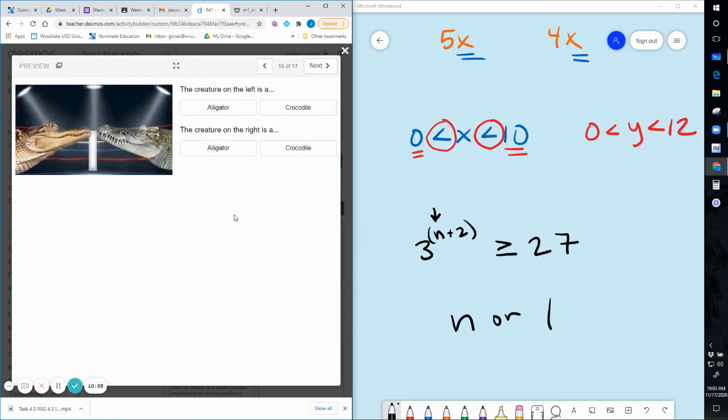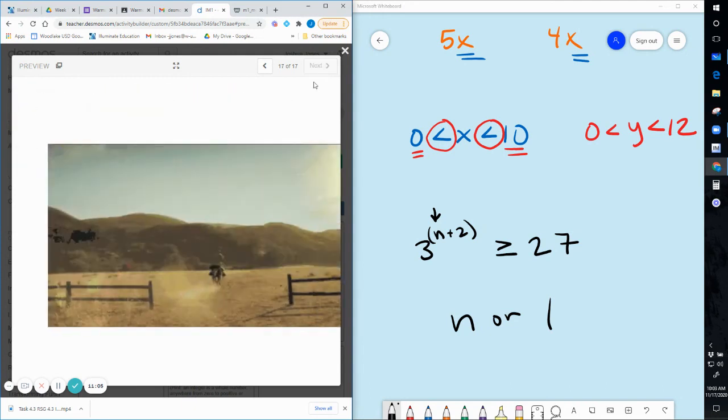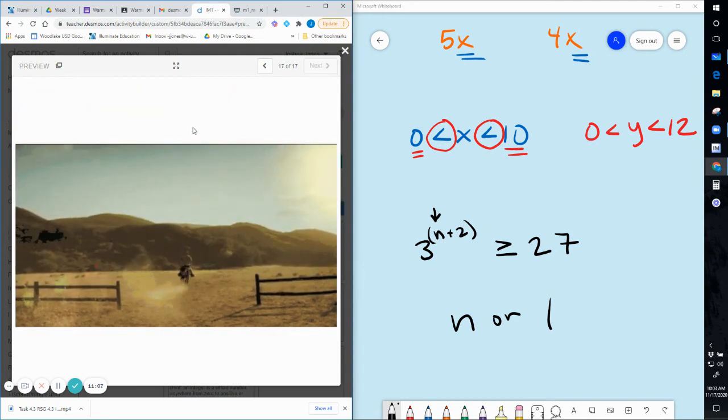All right. And now it's asking which is which, alligator or crocodile. So it's just getting back to the fun stuff. And then that's it. And then you'll be at the end.